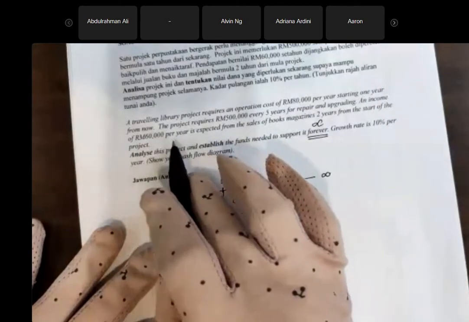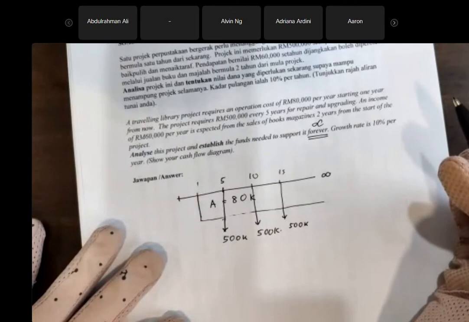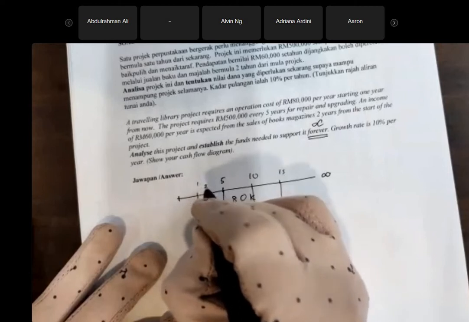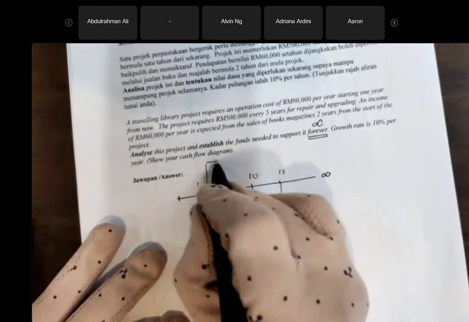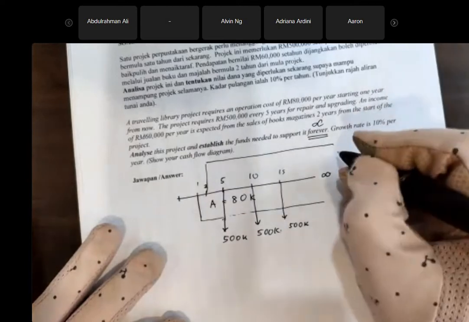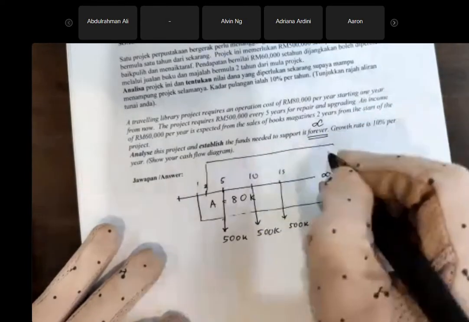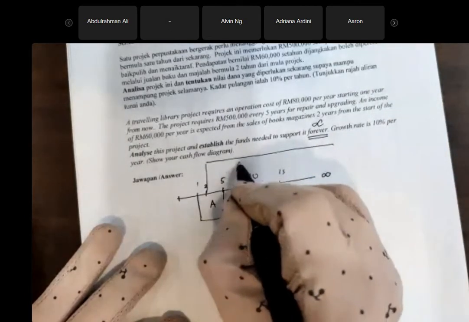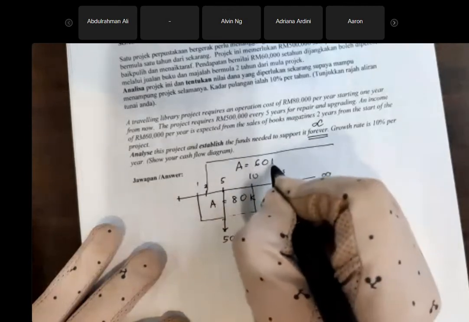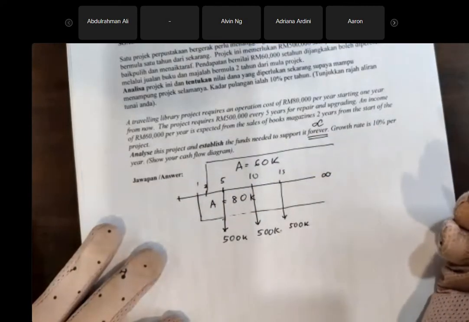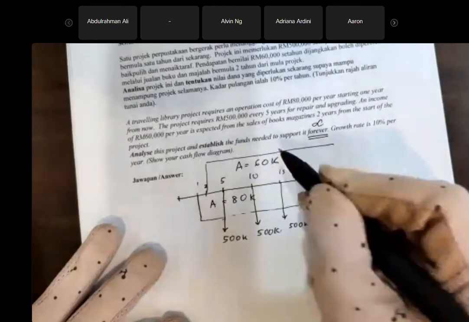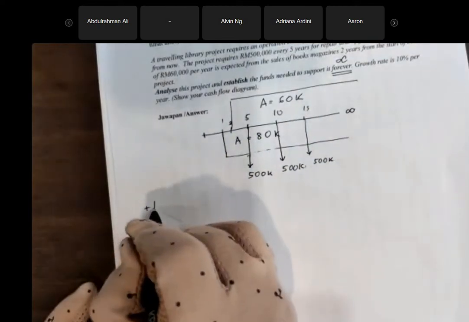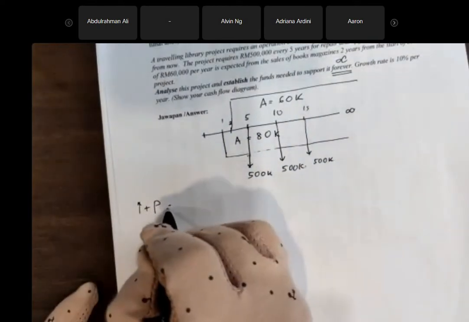Okay, and an income of 60,000 per year is expected from the sales of books and magazines 2 years from the start. So this one starts from 2. You have an income until what year? Don't know. There is none, so it is the same, continuous. A is 60,000. Is there anything else? Enough. Okay, now how to start? Positive P, upward. How to start?